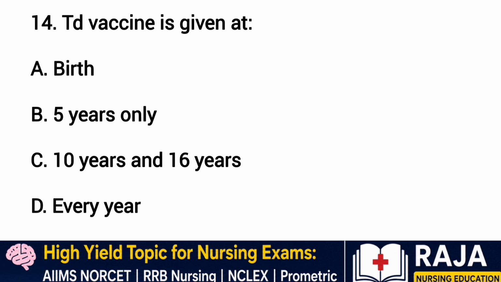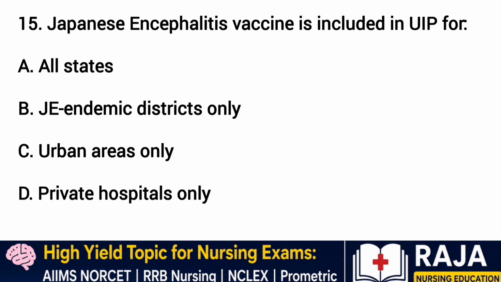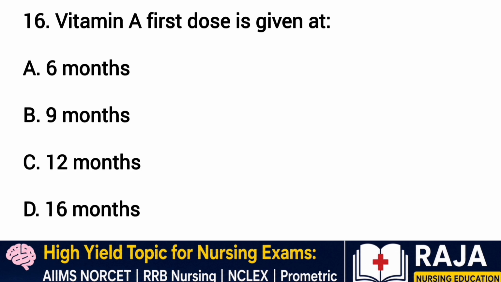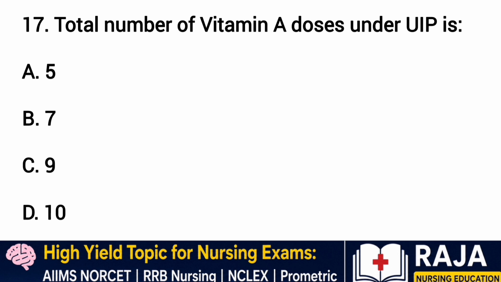TD vaccine is given at? 10 years and 16 years. Japanese encephalitis vaccine is included in UIP for? The answer is B. JE endemic district only. Vitamin A first dose is given at? The answer is B. 9 months. Total number of vitamin A doses under UIP is? The answer is C. 9.